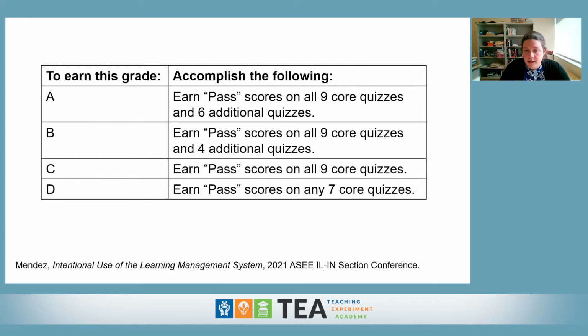So to get a C, all of the core quizzes have to be passed, and then some number of additional quizzes to get a B or an A. So I've really simplified the number of assignments, and then kind of simplified how it looks in determining the final grade.